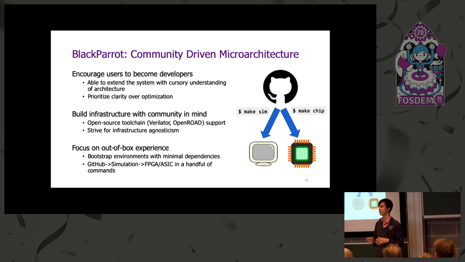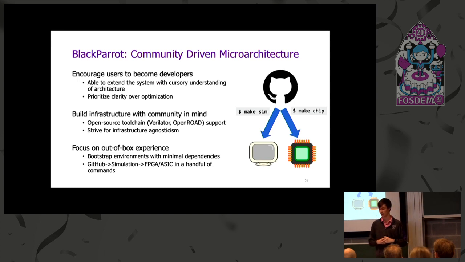We want to make it as easy as possible for someone to go from downloading BlackParrot to making their first pull request. We don't want people to need intimate architectural knowledge of the system to improve their small area of expertise. If you have a TLB expert, you don't want him or her to need to understand the branch predictor in order to modify it.